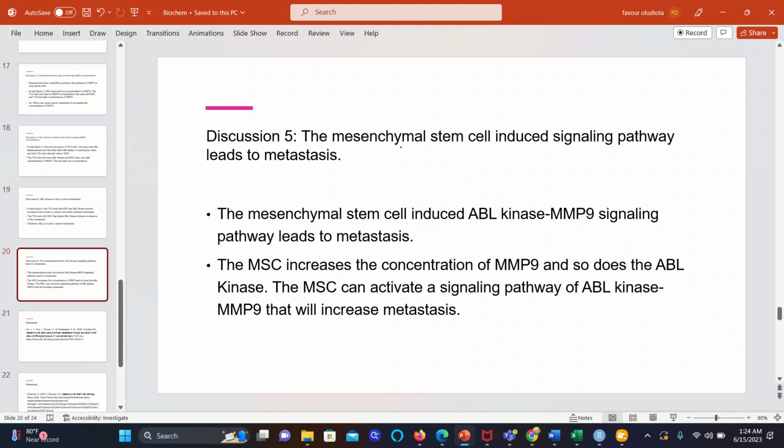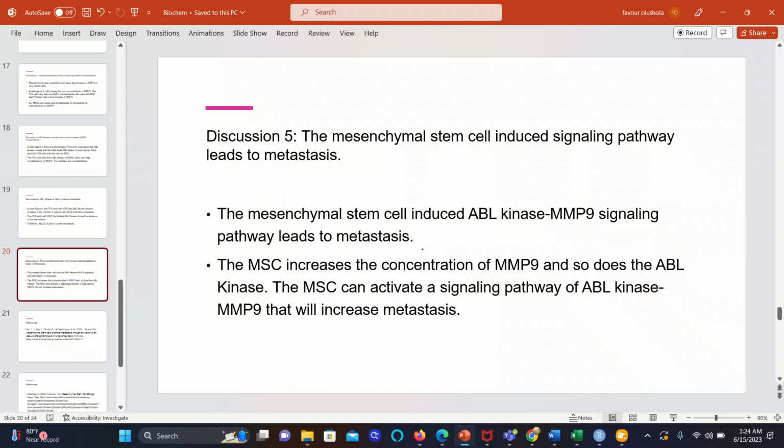So the last discussion states that the mesenchymal stem cell induced signaling pathway leads to metastasis. This basically answers the entire research question. Do mesenchymal stem cells cause metastasis in lung cancer? Yes, they do. How do they do that? They do that through the mesenchymal stem cell induced ABO kinase MMP9 signaling pathway. So mesenchymal stem cells are that really crucial factor that helps to activate this pathway of ABO kinase and MMP9, and this signaling pathway is what ultimately leads to metastasis of lung cancer.